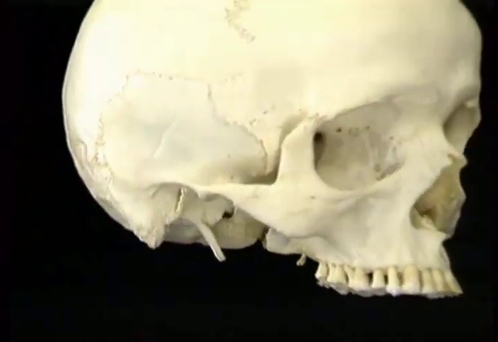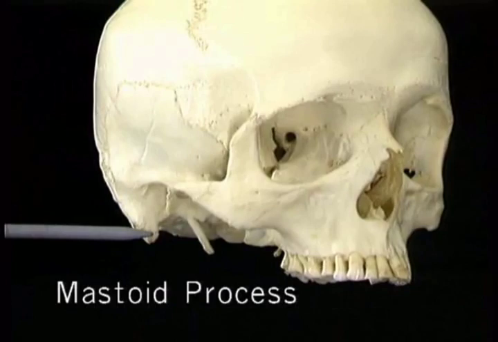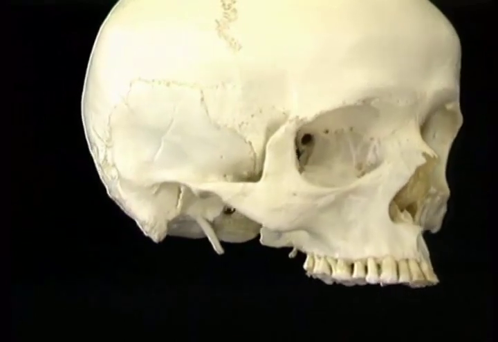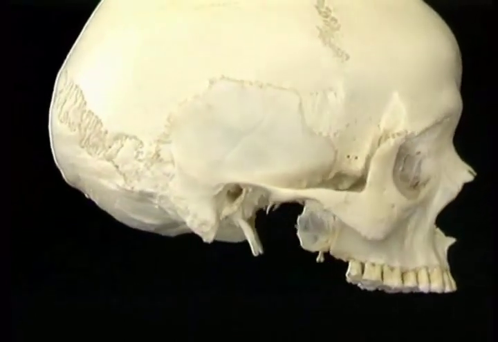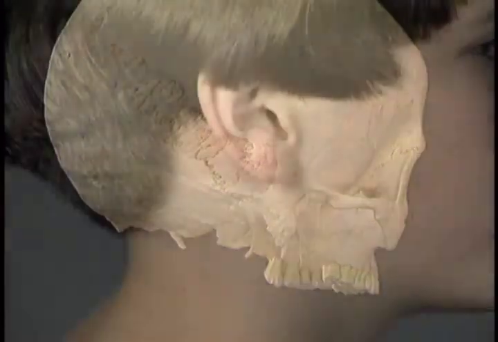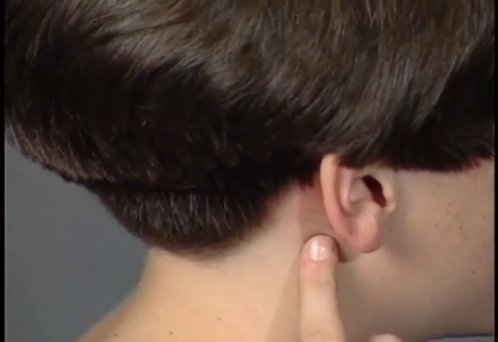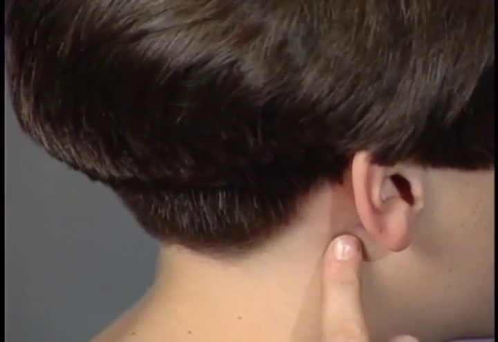A prominent feature of the temporal bone is this large projection, the mastoid process. As we'll see, it's the origin of some of the muscles that move the head, including the sternocleidomastoid. It's easy to feel the mastoid process here, behind and below the ear.